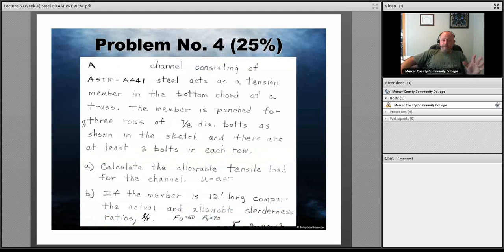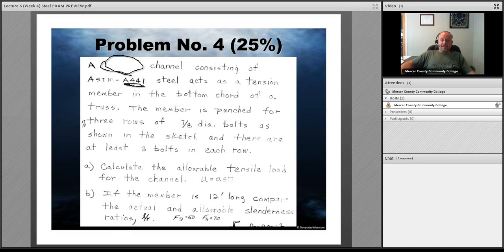When you look at this problem, it's a lot of words and seems confusing. It's not bad. We're going to give you a channel, not a plate, and we're going to say it's A441 steel. Right off the bat, you can ask, how do I know my yield or my ultimate for that? Look in the first page of your blue book, and you'll be able to look up A441 and find your F sub y and F sub u. During the exam, I'll probably help everyone find that to make sure we're all on the same page. But it's on the first page of your blue book.